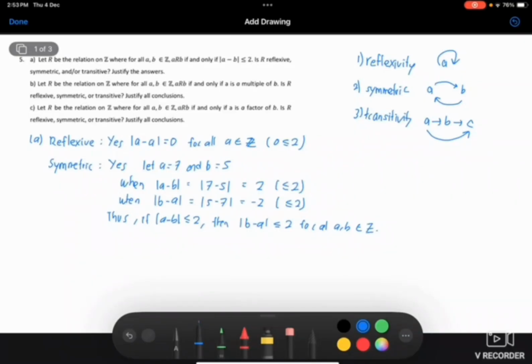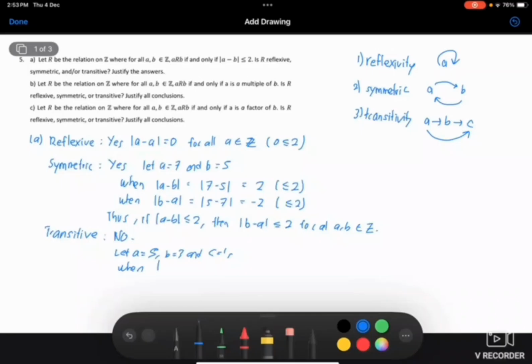Okay, now let's find out if the relation R is transitive or not. For transitive, we need to make sure that it satisfies the definition of transitivity, which states that A has to relate to B and B has to relate to C, and then A will be relating to C. So for transitive, we can say it's no. And how do we prove this statement? Let's assume that A is equal to 5, B is equal to 3, and C is equal to 1.